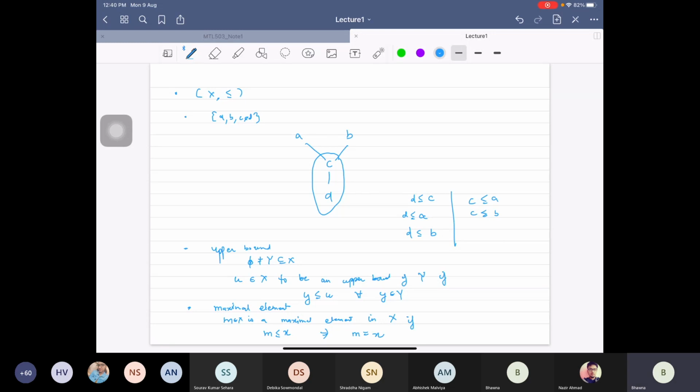So again, in our particular example, this tree, if you see, A is a maximal element of the set because nothing is above it. Therefore, A is a maximal element. But similarly, you can see that nothing is above B. So B is also a maximal element.